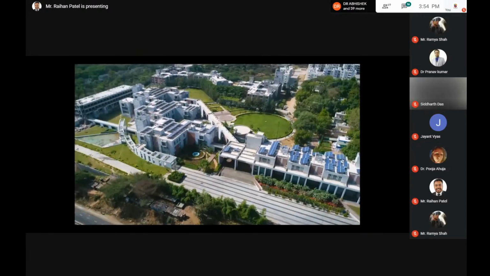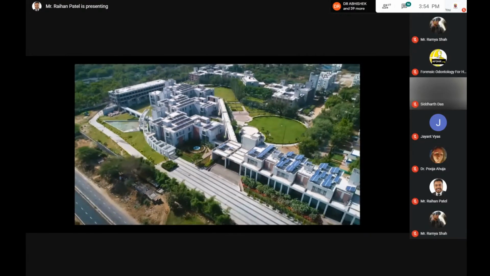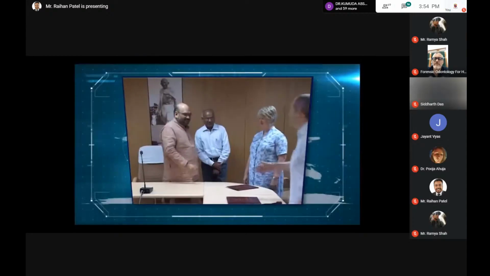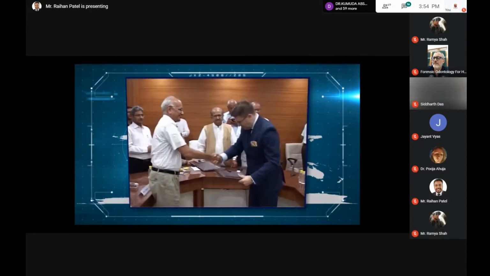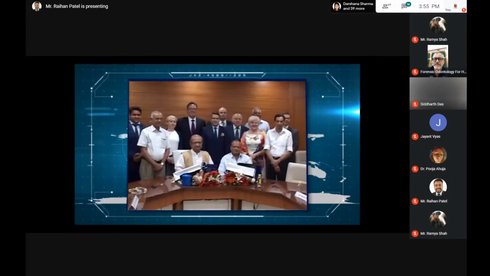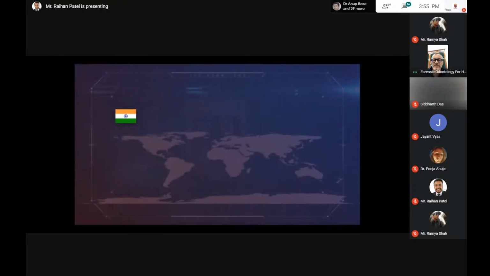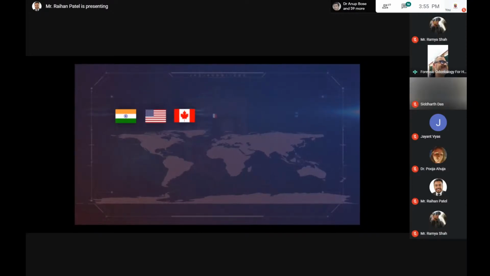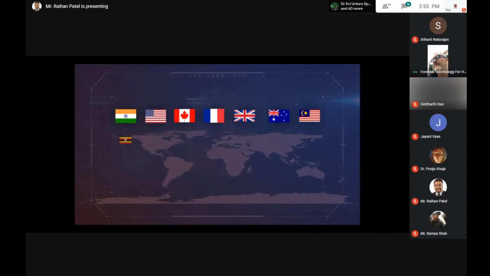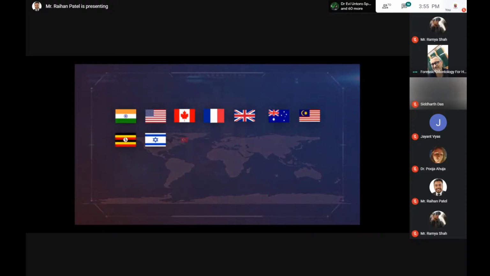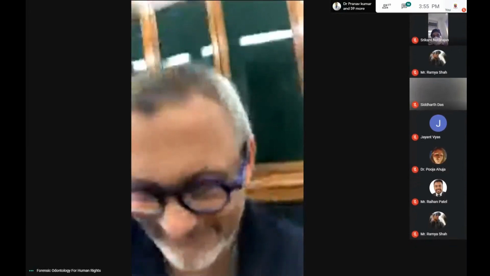Apart from its state-of-the-art research facilities at GFSU and DFS, the university has collaborated with many national and international organizations and laboratories spread across India, USA, Canada, France, UK, Australia, Malaysia, Uganda, Israel, Turkey, Egypt.